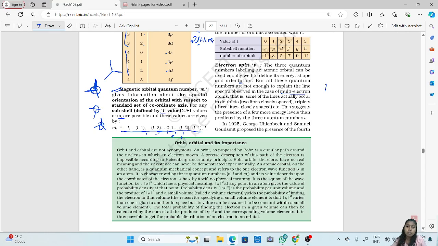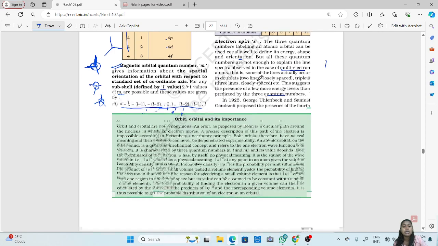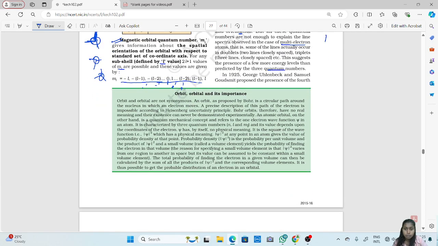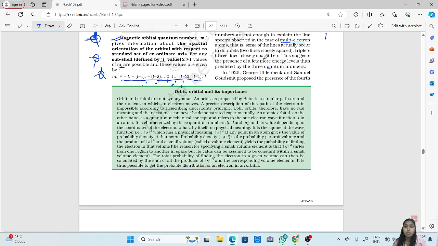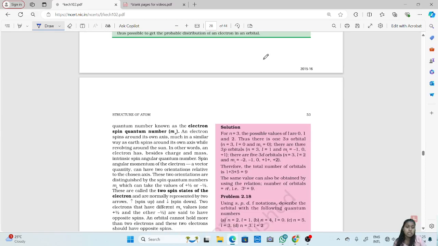Now, this suggests the presence of a few more energy levels than predicted by the three quantum numbers. Apart from whatever energy levels these three quantum numbers predicted, there are some other energy levels which could not be explained by them. So George Uhlenbeck and Samuel Goudsmit proposed the presence of a fourth quantum number, that is the electron spin quantum number, that is MS. All these three weren't able to explain the energy levels, right? So these two scientists gave a fourth quantum number, the electron spin quantum number.